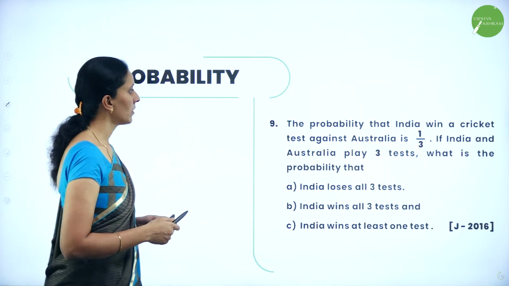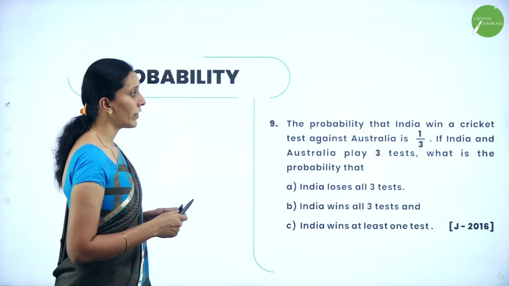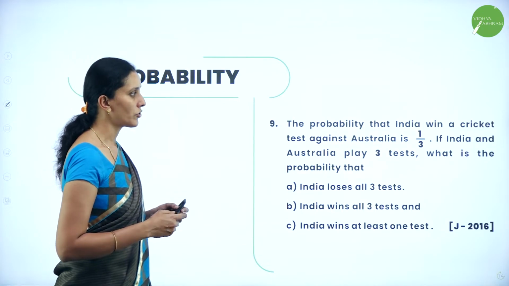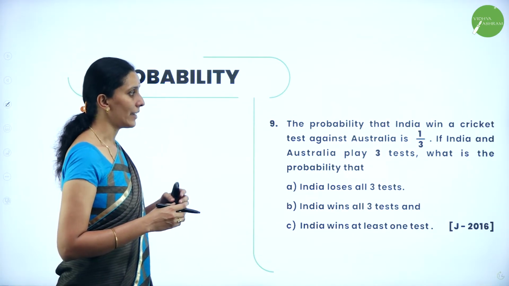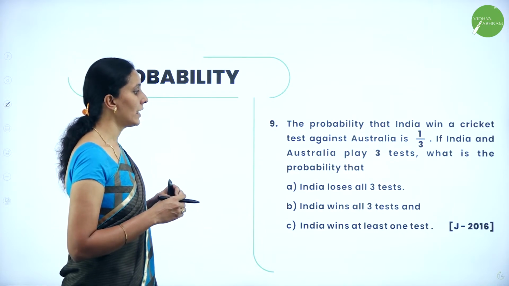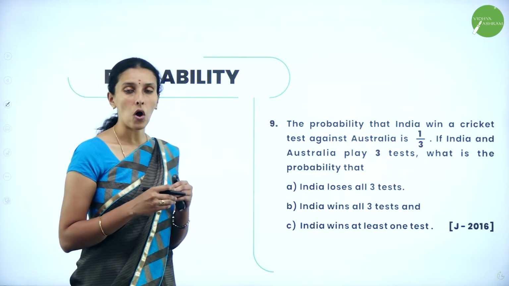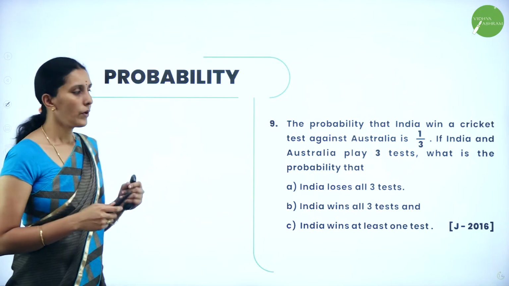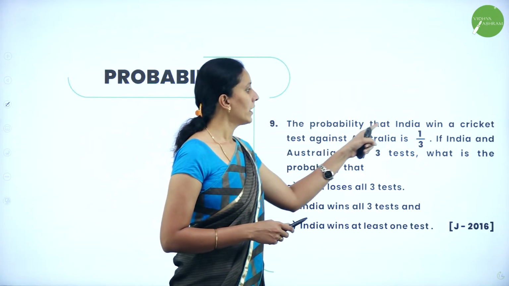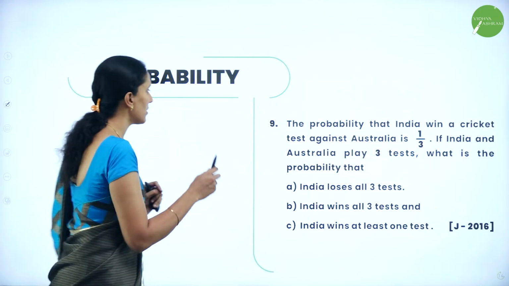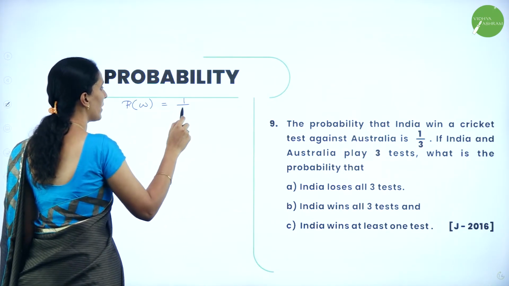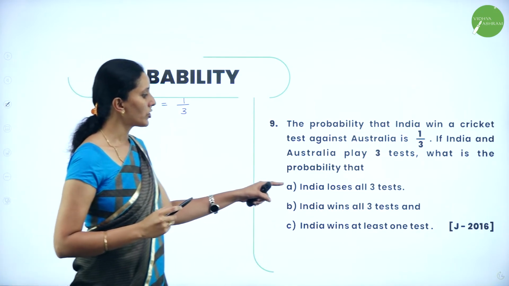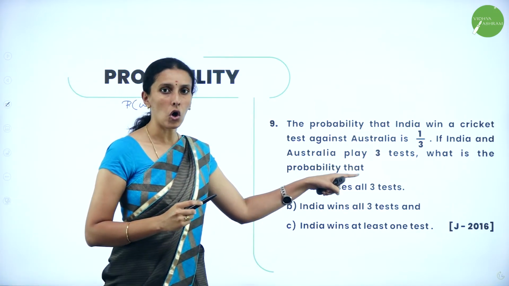Next question. The probability that India wins a cricket test against Australia is 1 by 3. If India and Australia play 3 tests, what is the probability that India loses all the 3 tests? So here the probability that India wins, that is P of W, is given as 1 by 3. And my first question here is India loses all the 3 tests.